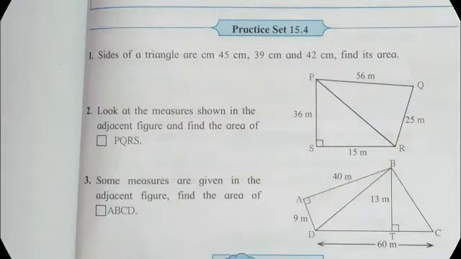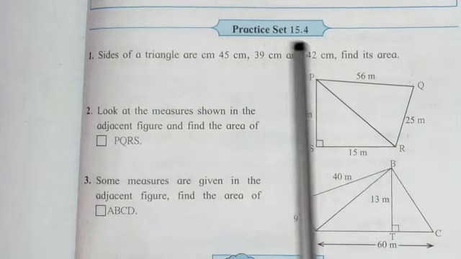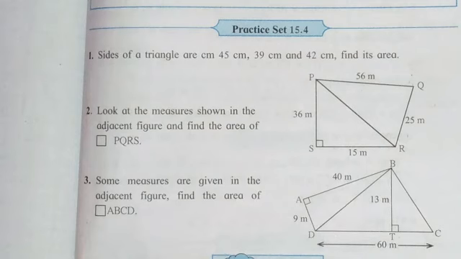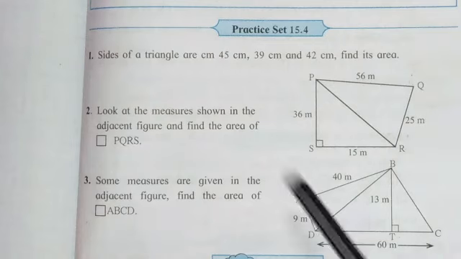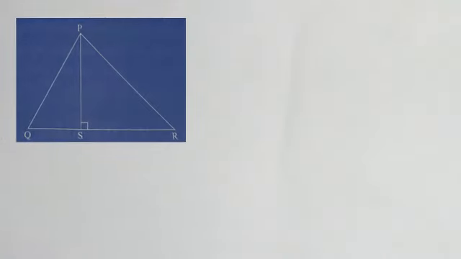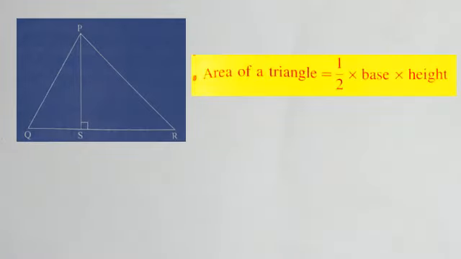Now students, here is time to start our practice set number 15.4, which is given on page number 101. But students, before that, let's become aware of one new concept from geometry, that is area of triangle. Here we are going to see the different types of triangles, and we have to find out their areas to solve this type of sums. Students, as we know, area of triangle is equal to 1 upon 2 into base into height.